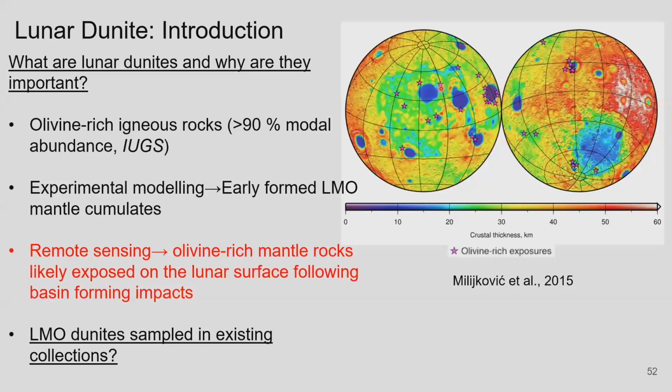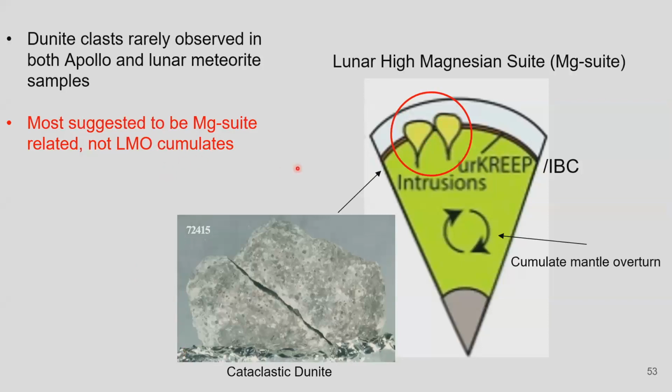So we know for a fact that we have some areas on the moon that probably come from the lunar mantle, but we haven't really sampled those regions yet. And well, maybe we've collected them somehow. Maybe they're somehow in our previous Apollo and Luna collections or in lunar meteorites. And the answer is not really. We haven't exactly sampled the dunite clasts that we're looking for. Most of the dunite clasts that we found, for example, this cataclastic dunite, which was found from Apollo 17, was suggested to be related to MG suite samples. So again, related to the MG suite, not to our mantle cumulates.